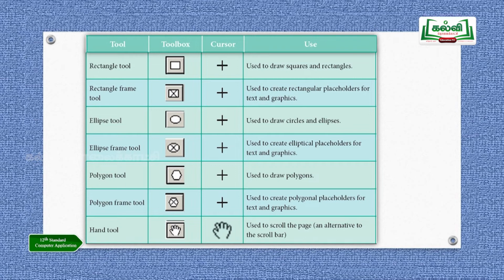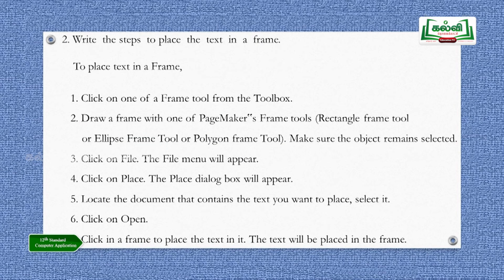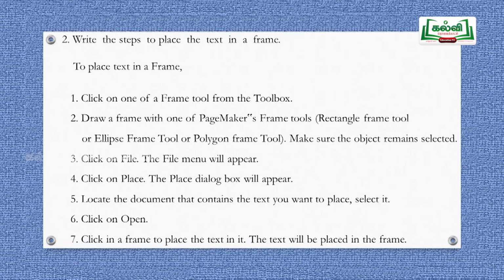Next, we move on to the next question. Write the steps to place the text in your frame. This is very important. See, we have 2 things for placing text. One is a text tool, another is a frame tool. Now, how to place the text in your frame?